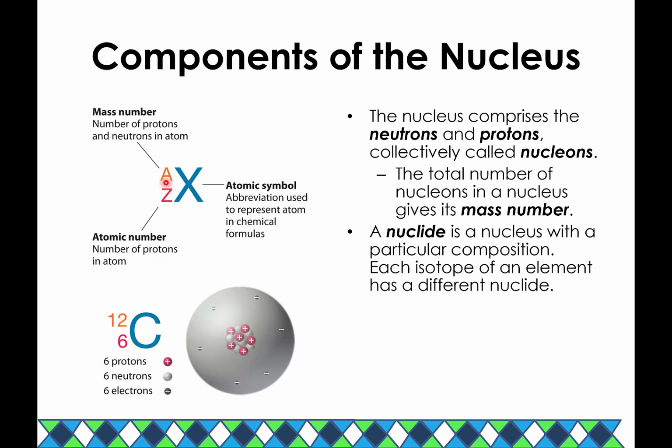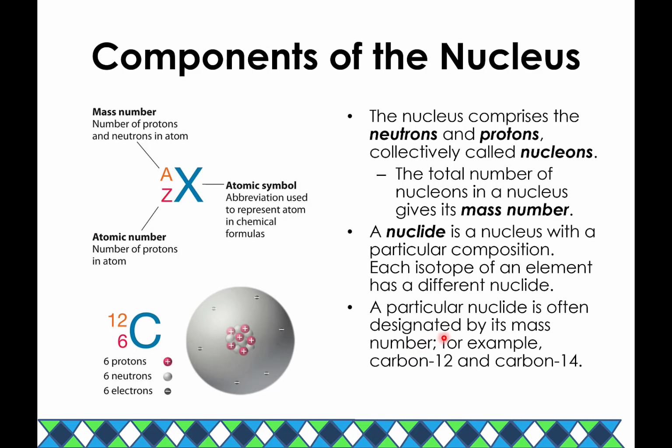A is the mass number. This is the total number of nucleons, which is your neutrons and protons. They're the particles that make up the nucleus. And then the atomic number is just the number of protons. So the identity of the element is determined by the number of protons. A particular nuclide is often designated by its mass number, for example, carbon-12 and carbon-14. This is carbon-12. If we were to write carbon-14, it still has 6 protons because it's carbon, but now instead of 6 neutrons, we have a total of 8 neutrons.